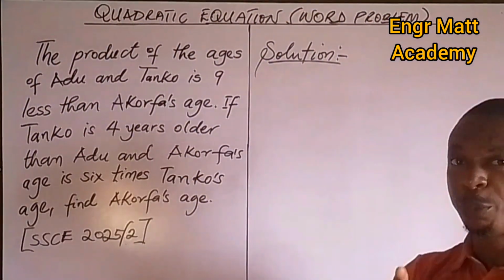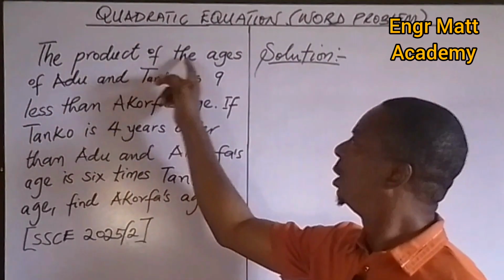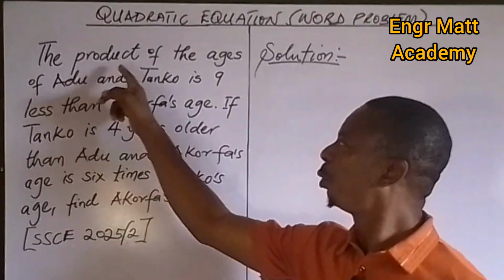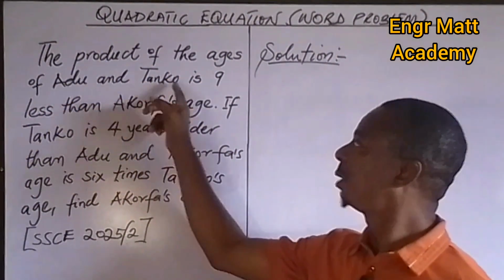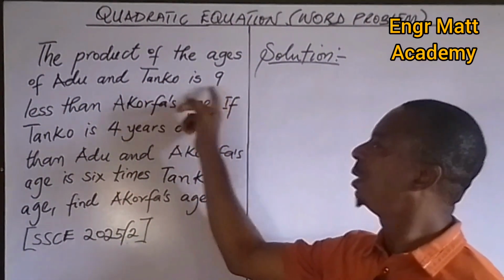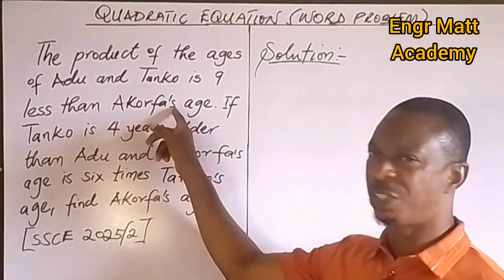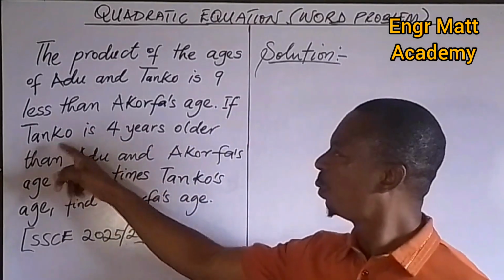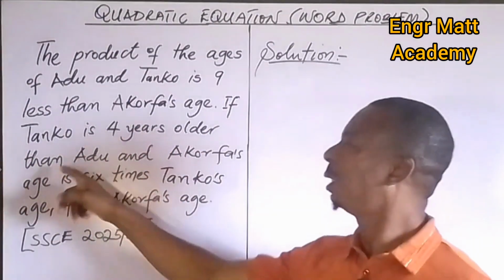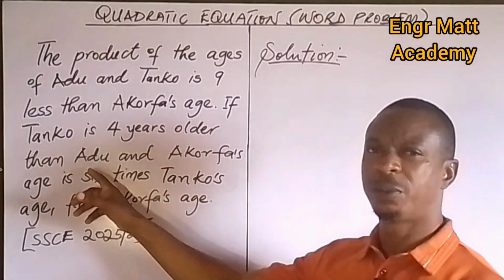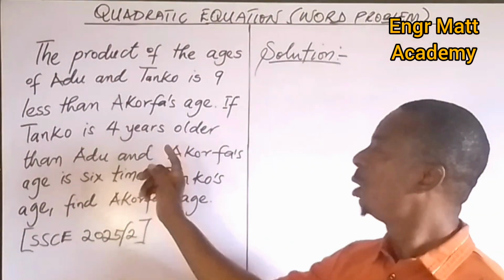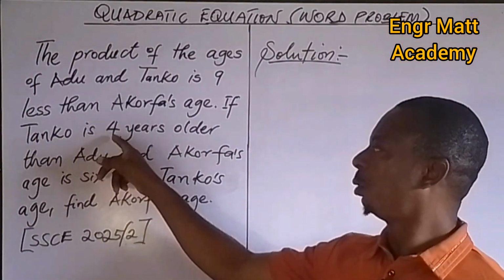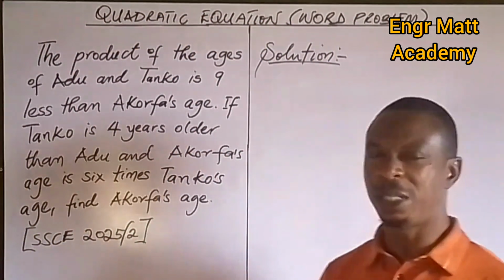Solution. Remember, the problem says the product of the ages of Adu and Tanko is 9 less than Akofa's age. Let's stop there. We'll come back to this part of the problem. Let's continue. If Tanko is 4 years older than Adu, let's concentrate on this part first. It means if we know Adu's age, we add 4 to Adu's age, we'll get Tanko's age.